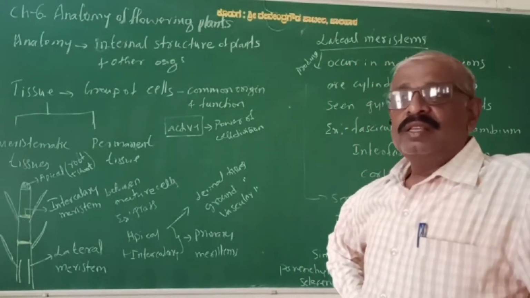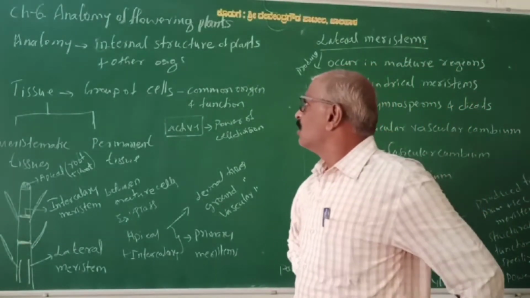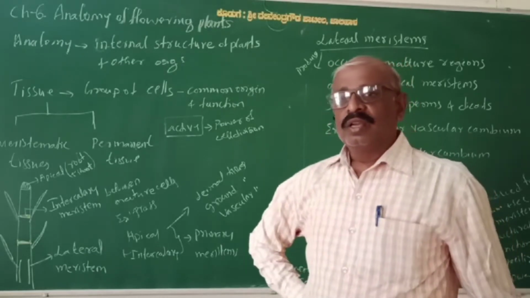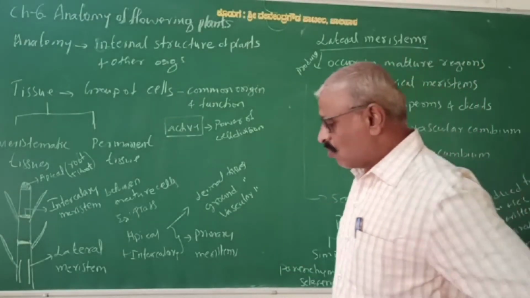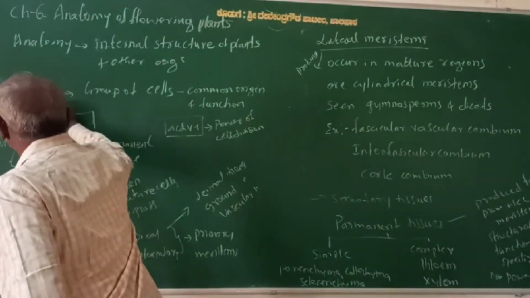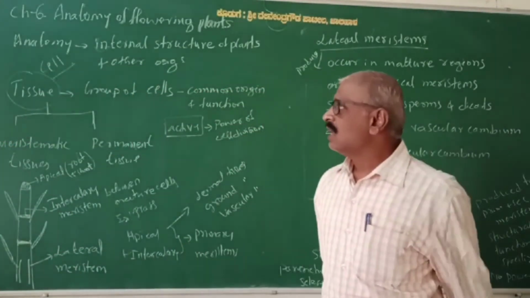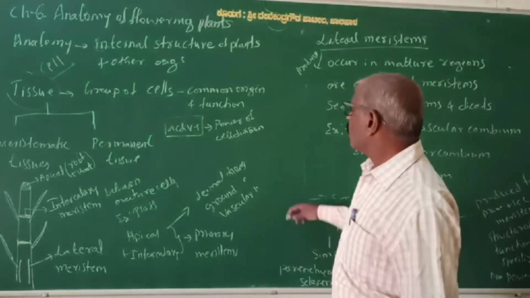So anatomy is a branch of biology that studies the internal structure of organisms. When we come to plants, before that, there is one more word that starts with cell. Cell is very important for us. What is a cell? I think you have understood it.